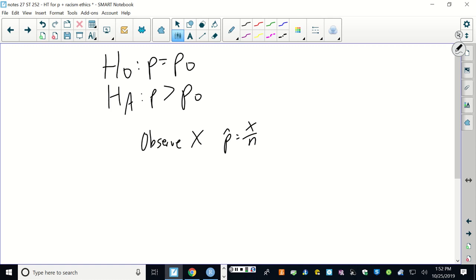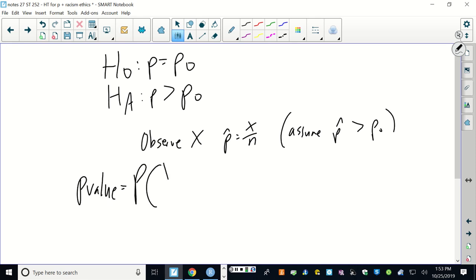And a p-value, the meaning is what's the probability? Let's assume for now that p hat is greater than p0, so that our alternative makes some sense. If our p hat is actually less, then the alternative doesn't make any sense at all. But assuming that it is in the direction, a little bit higher than we anticipated, we want to calculate a p-value, the probability we get something at x or greater. You can do that with binomials directly. So the p-value is the probability that our random variable is greater than our little x.